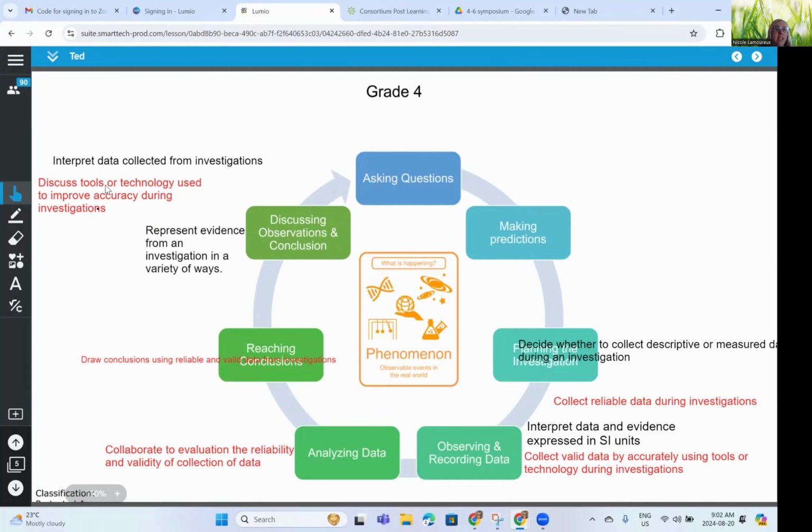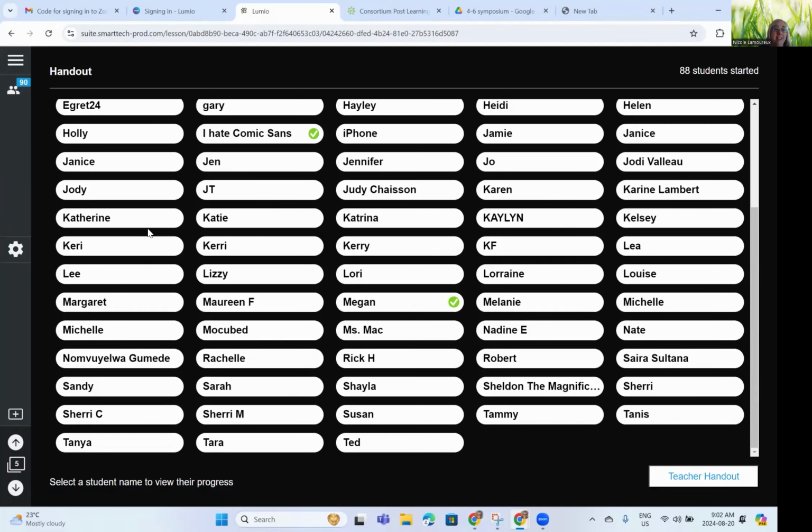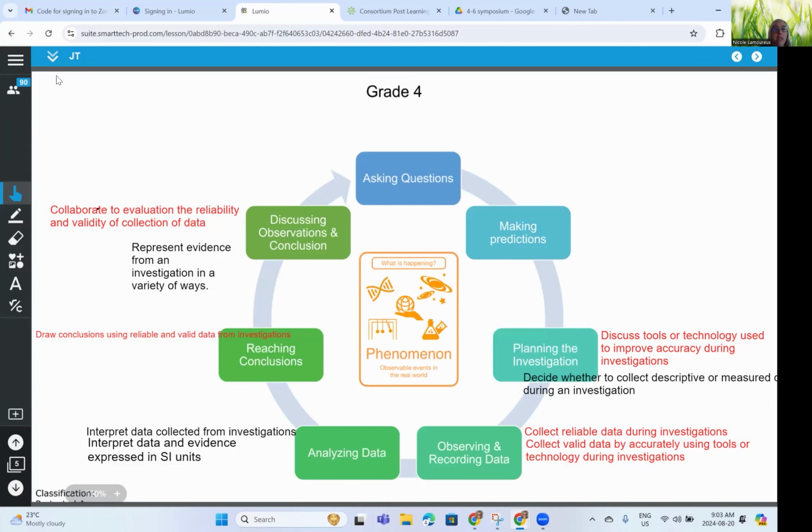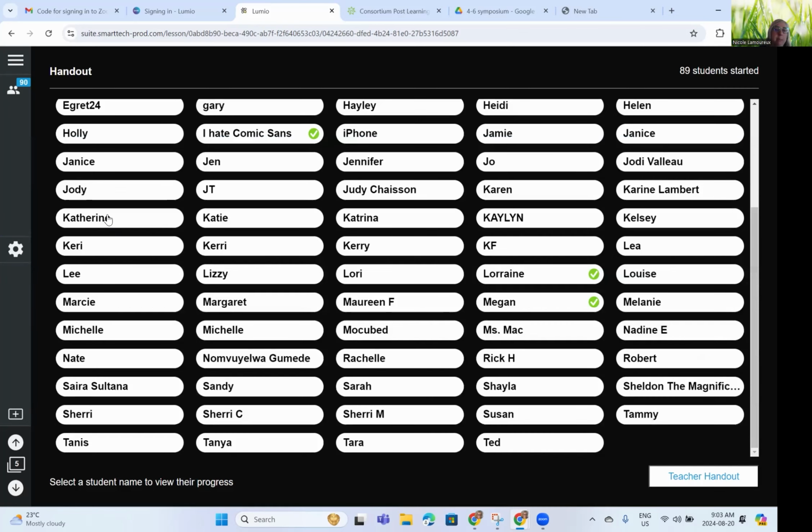Angela's asking about where we find the handout. If you're in Lumio, it's there, and you're following along with us, but if you're on your phone, that may be a little more challenging. Okay, we're getting close. I'm going to give you a couple more minutes. Some people are finishing up.